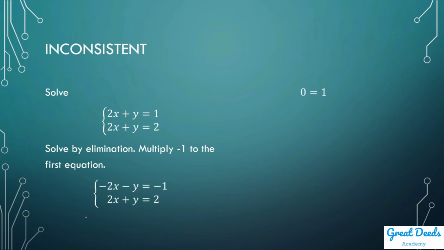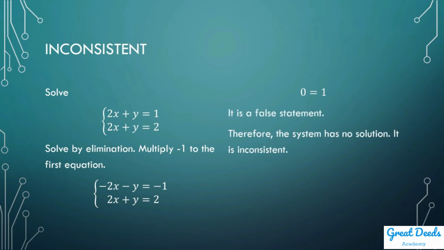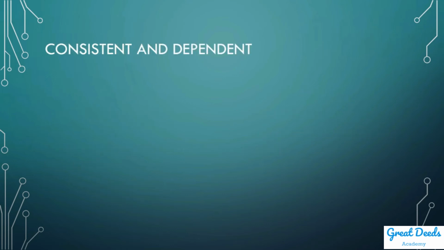Look at that. When you add these two equations, the equivalent equation becomes 0 plus 0 is equal to 1. And you know that 0 is not equal to 1. So this is a false statement. What does this tell you? Well, it is telling you that the system has no solution. Other books call the system inconsistent. Okay, when it has no solution, the system is inconsistent.